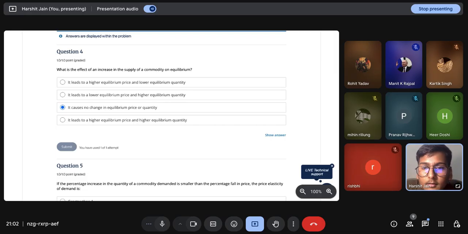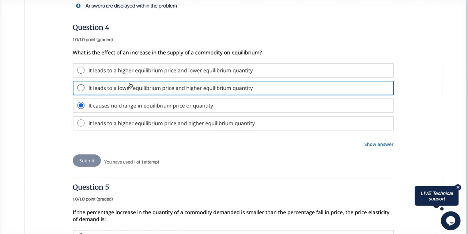At least. Higher quantity, lower price. Which one? Yeah, that's correct.